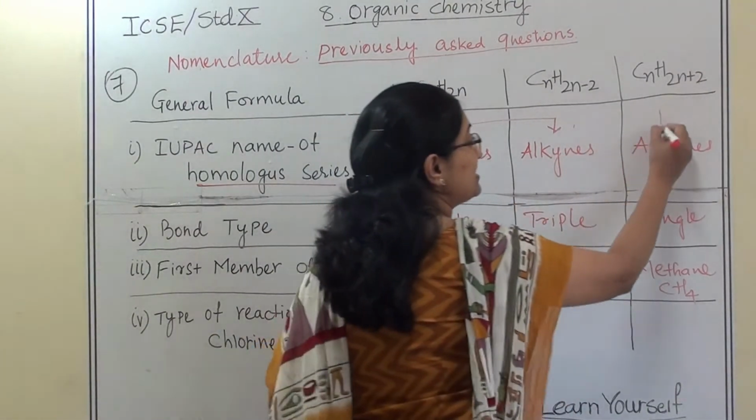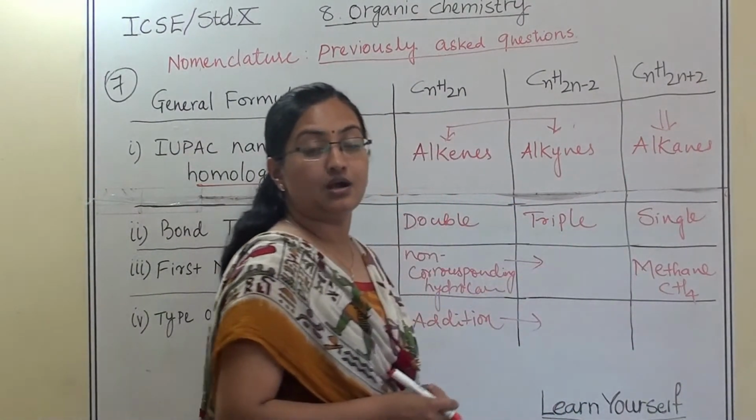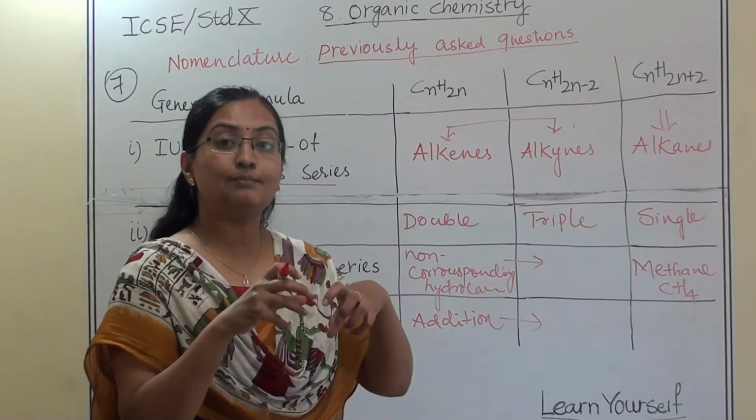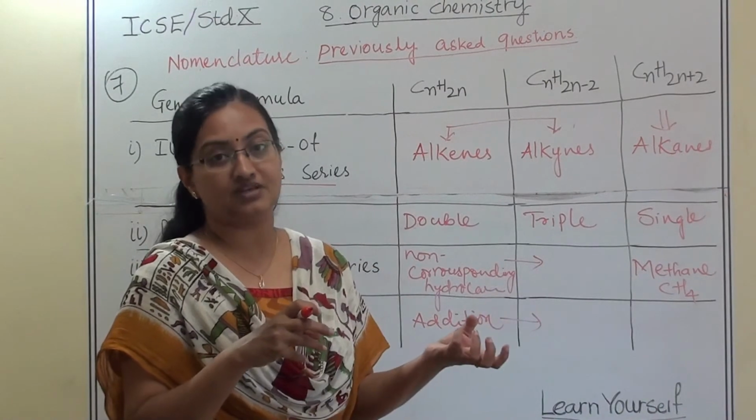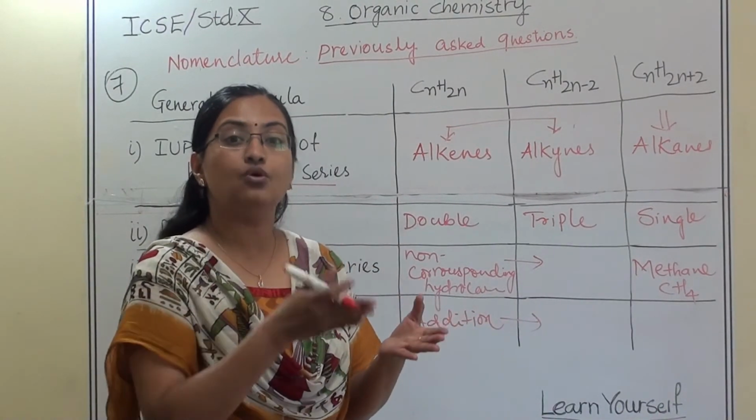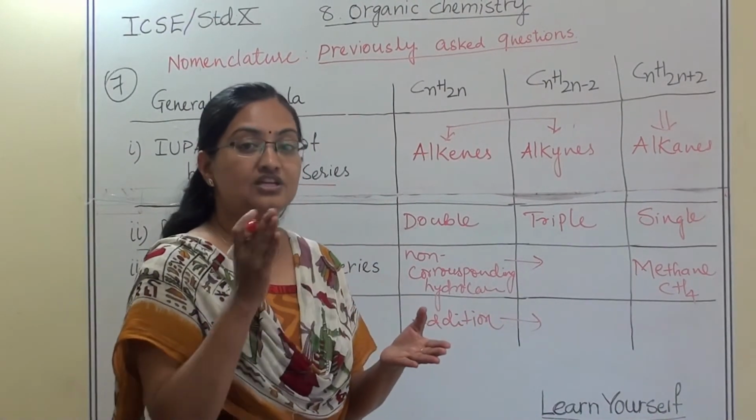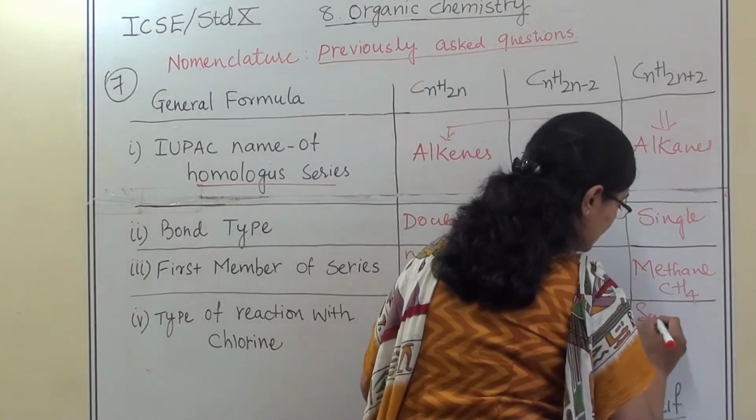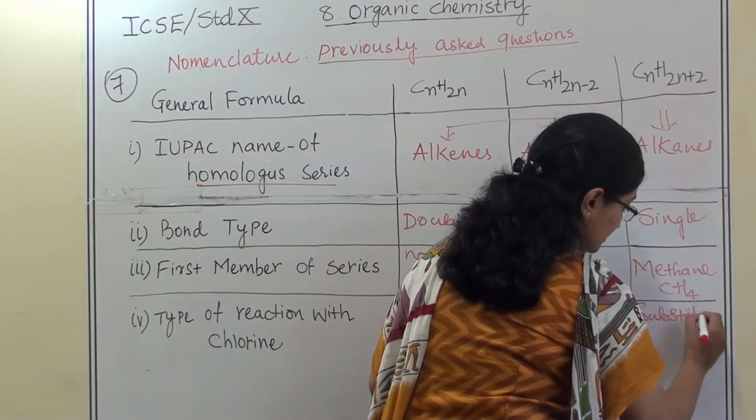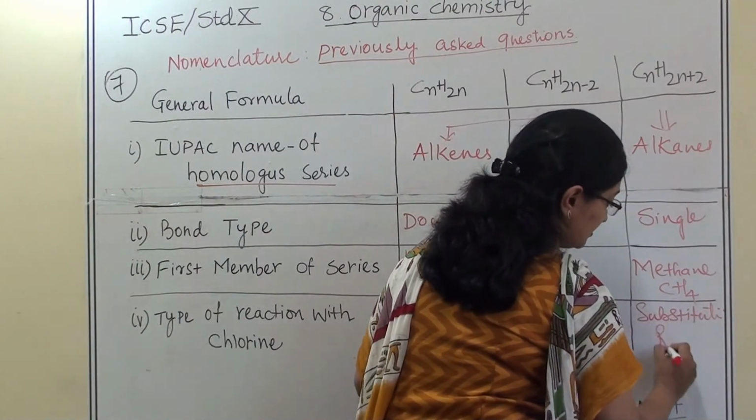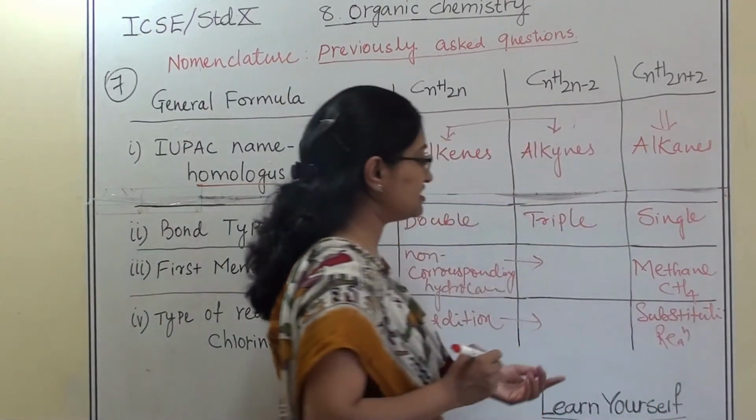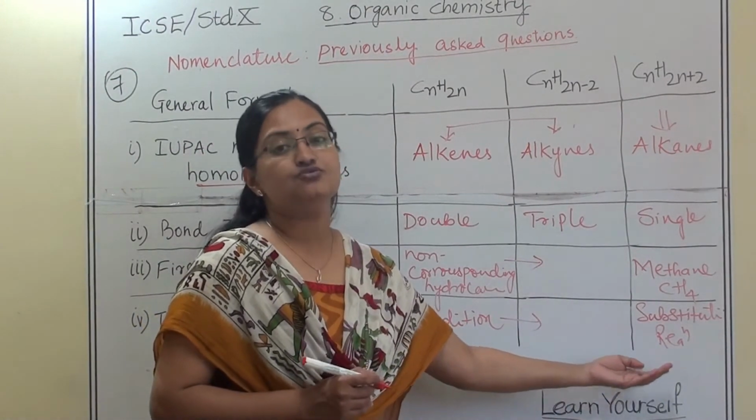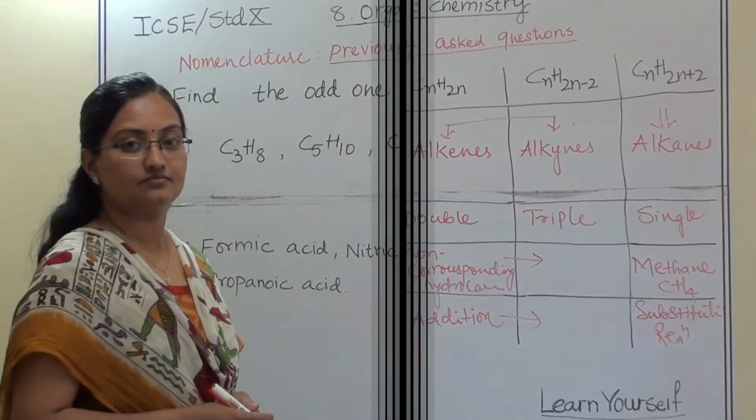Now alkanes are saturated compounds. So if you want to add something, you have to replace one of the hydrogens from it. So it always goes as replacement. So it is known as a substitution reaction. This is the basic difference between unsaturated and saturated hydrocarbons.